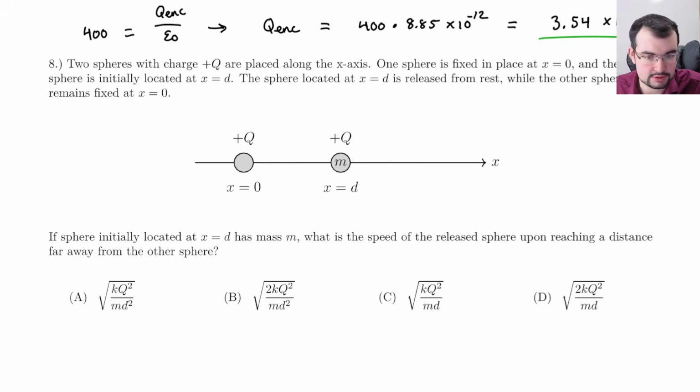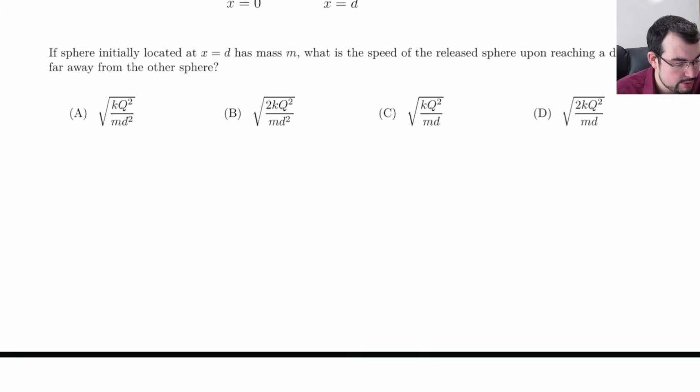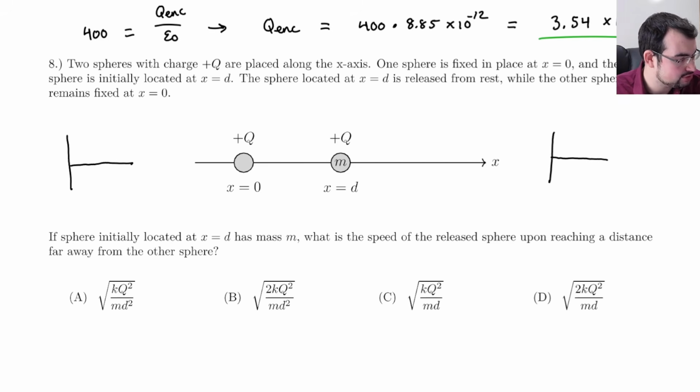All right, two spheres of charge plus Q are situated on the x-axis. One of them is frozen in space. The other one is let go. We want the speed of the other one after a long time. Well, if we want speed in this class, it is probably energy if you have a two-stage system. So this is going to be energy. Now, what version of energy do we want? Probably just a kinetic and potential conservation one. We probably don't need electric potential going on here, right?